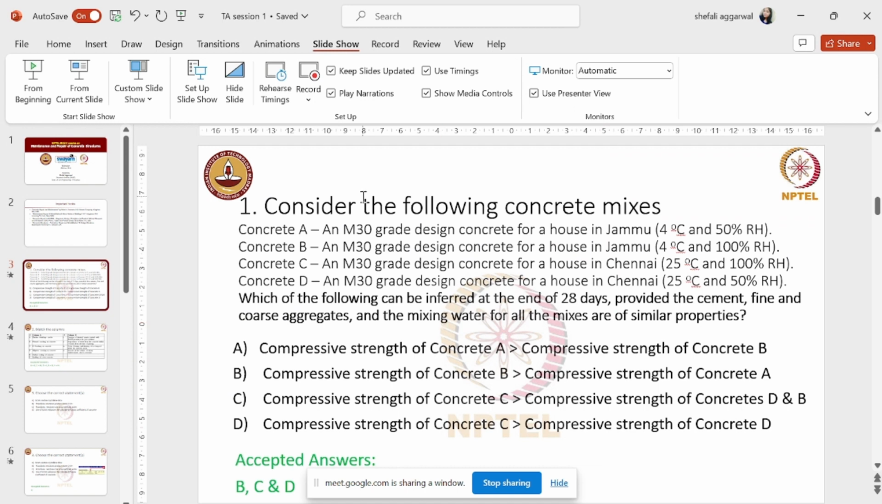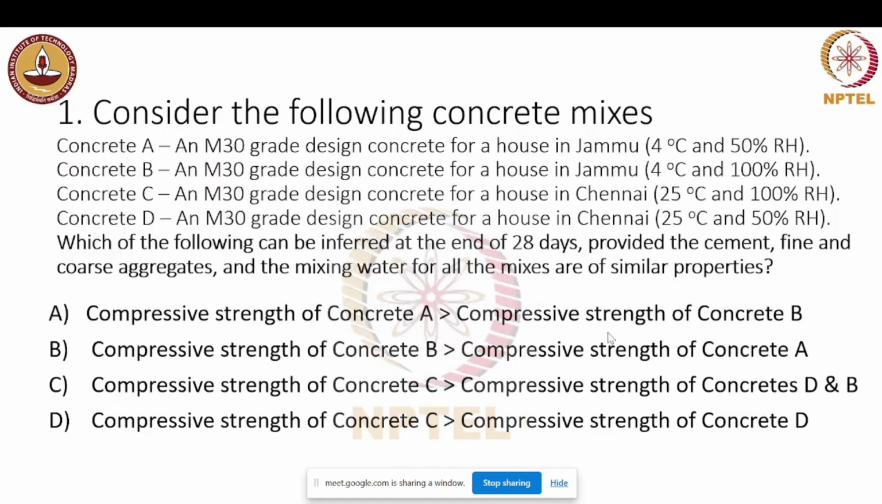Okay, first let's see what is the difference between all four types of concrete. The first two are made in Jammu, and the difference between them is the relative humidity, right? The more the relative humidity, the less chance of water to evaporate, and more will be the hydration. More hydration means more compressive strength. So we can say the compressive strength of B will be more than that of A. Same way, the compressive strength of C is more than that of D, right? So options B and D are correct.